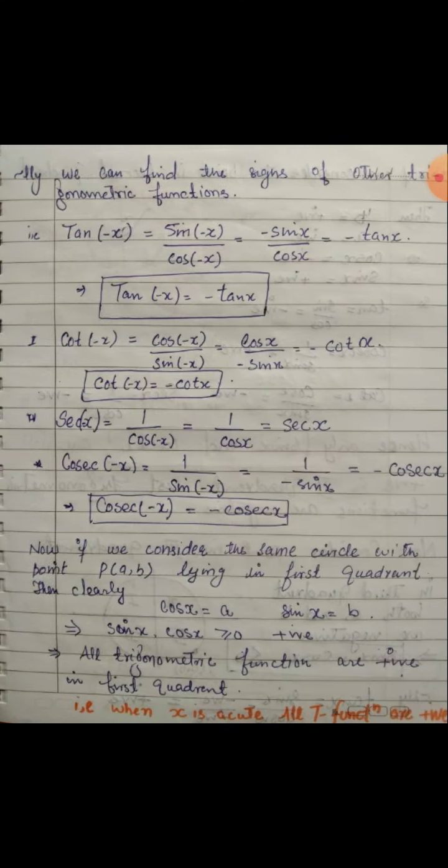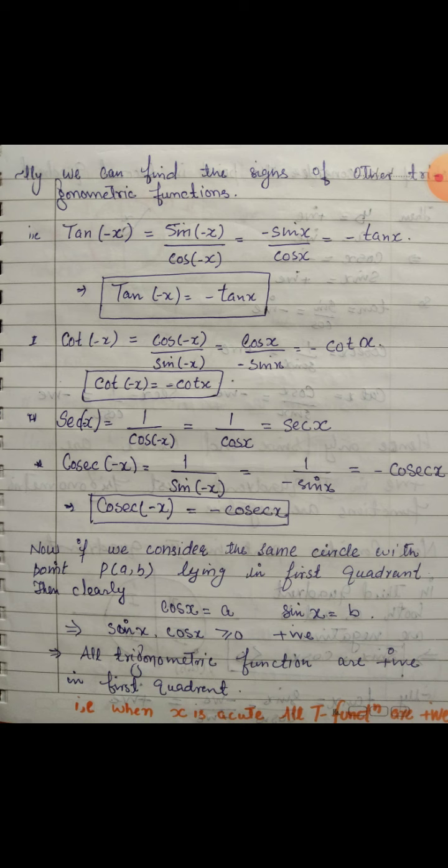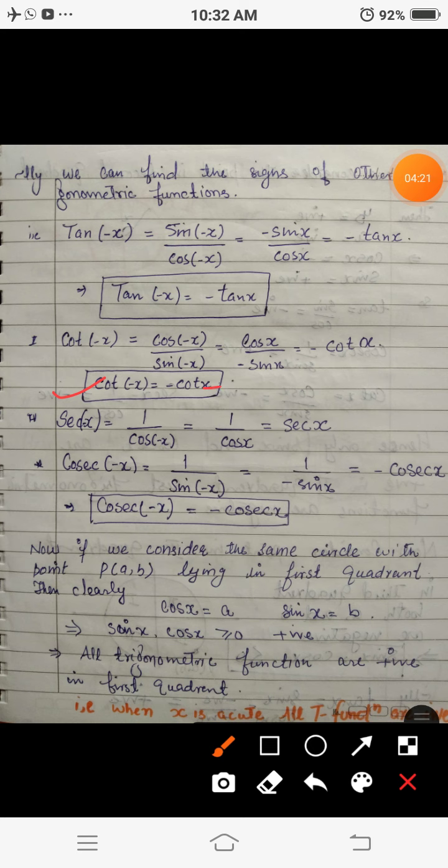Similarly, we can find the signs for tan, cosec, sec and cot, because all the remaining four trigonometric functions are defined as ratios of these two trigonometric functions. Like tan(-x) is -tan x, cot(-x) is -cot x, sec(-x) is simply sec x, and cosec(-x) is simply -cosec x.